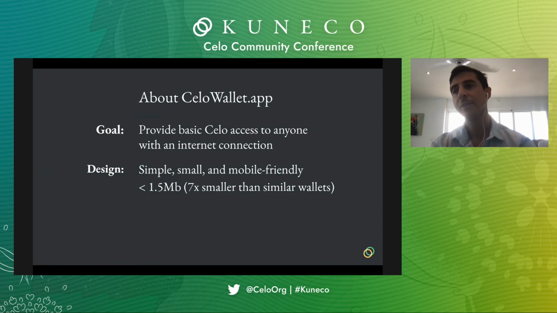And when you're on a desktop in the USA, you don't notice that. But if you simulate loading CeloWallet.app for the first time on a slow 3G connection, which you can easily simulate in Chrome, versus loading a bulkier, older wallet, that size difference is the difference between it being unusable, taking over a minute to load, just a white screen of nothing, to a little rough around the edges, but still usable.